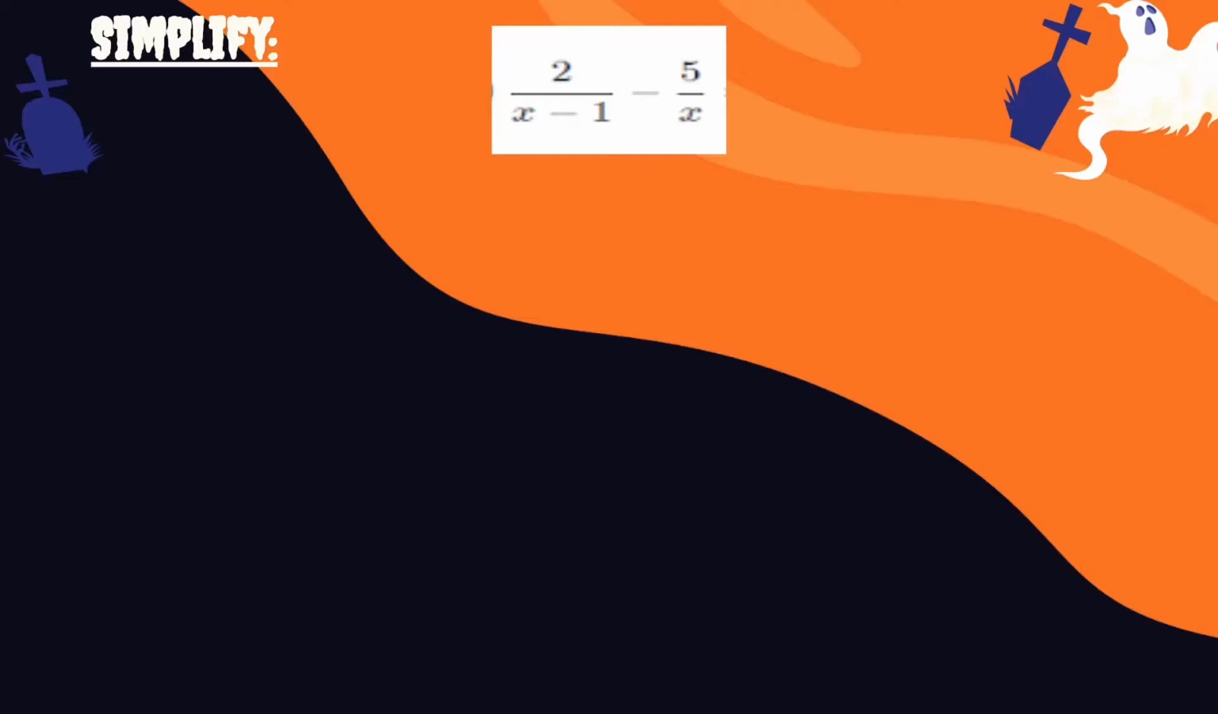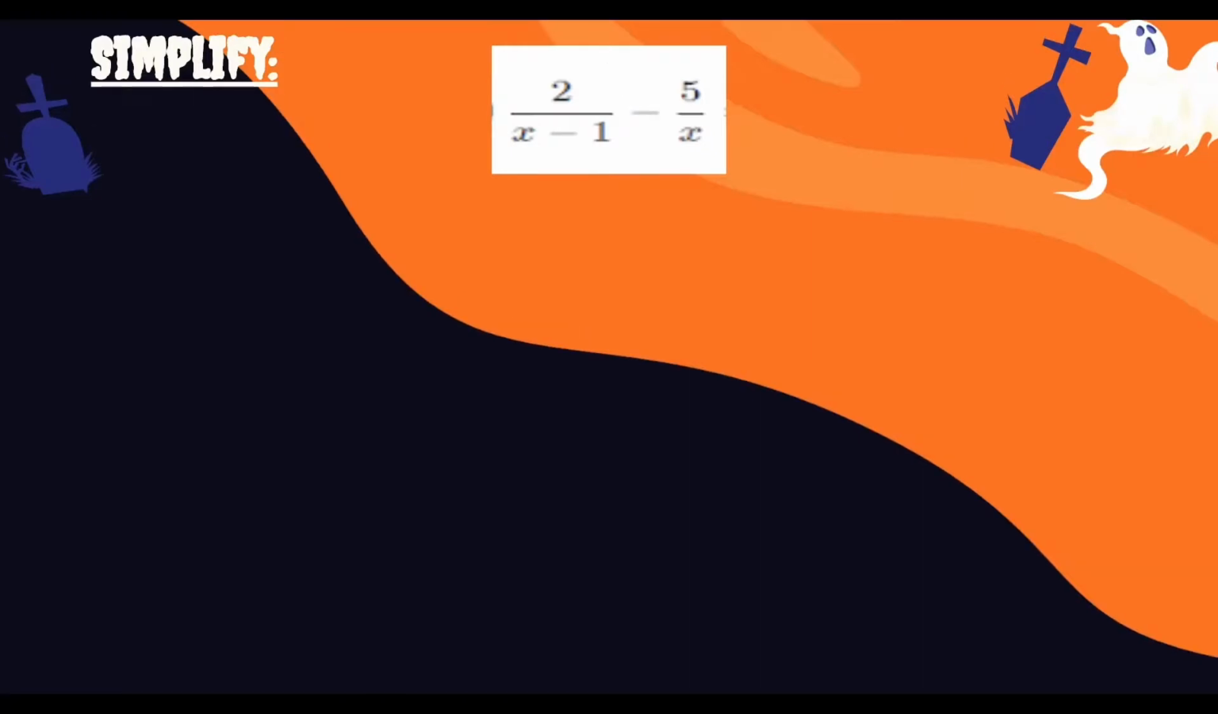Okay, so let's do it. The following problem tells us that 5 over x is being subtracted from this thing right here. Okay, let's then do that. Let's create the common denominator first. And how do we do that?